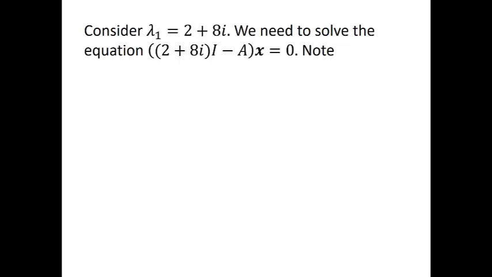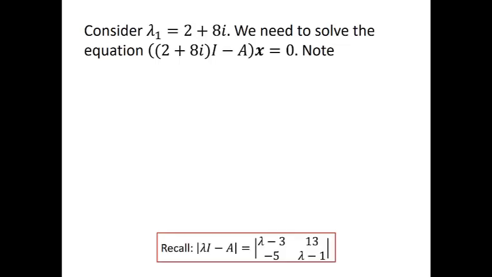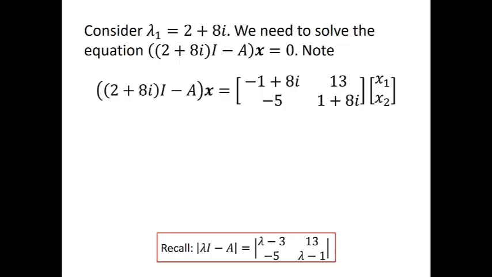We need to find the corresponding eigenvector. So we need to solve the equation (2 plus 8i times the identity matrix minus our coefficient matrix A) x equals 0. To help us do this, recall the form of lambda I minus A. So we're going to substitute in lambda equals 2 plus 8i, and that will give us the matrix [negative 1 plus 8i, 13; negative 5, 1 plus 8i].